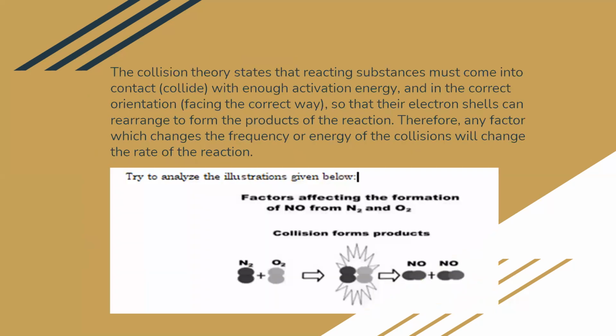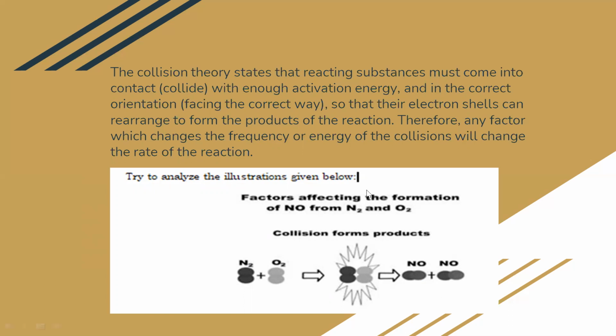The collision theory states that reacting substances must come into contact, or we say collide, with enough activation energy and in the correct orientation, facing the correct way, so that their electron shells can rearrange to form the product of the reaction. Therefore, any factor which changes the frequency or energy of the collisions will change the rate of the reaction.